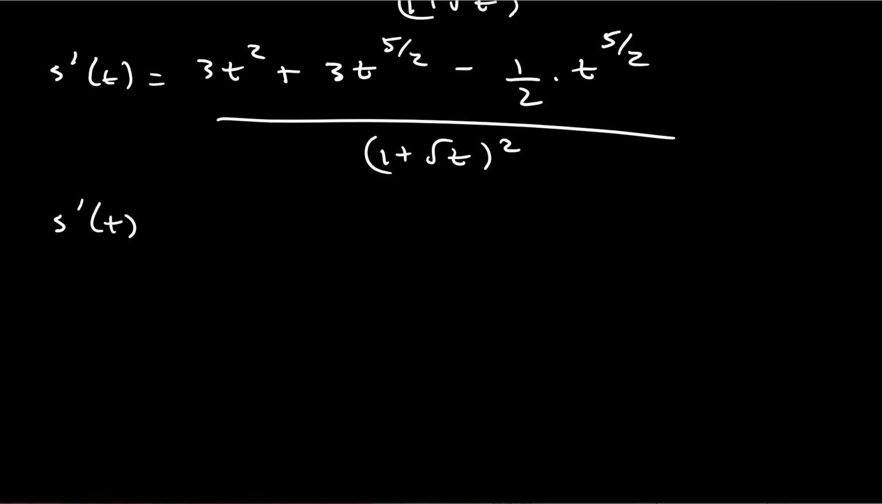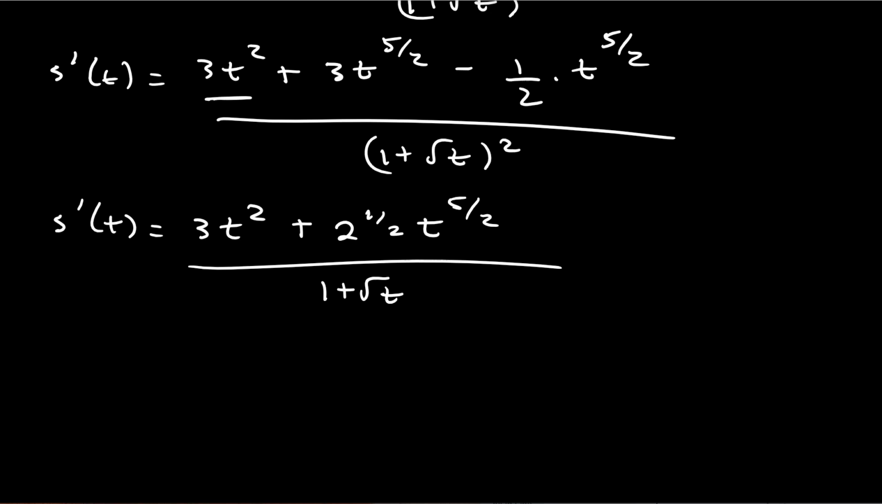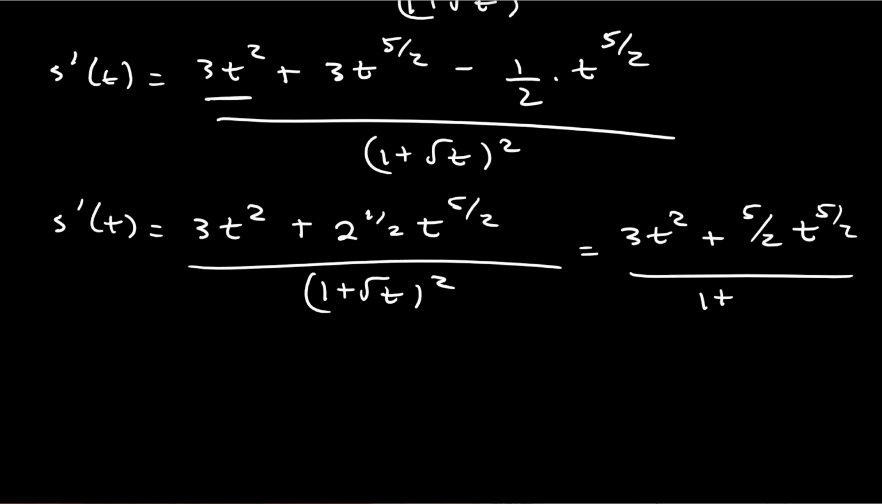So continuing, we have s prime of t is, we have 3t squared here. Now we have plus 3t to the 5/2 minus 1/2 t to the 5/2 is going to be plus 2.5 t to the 5/2 all over 1 plus the square root of t squared, which, simplifying the top, we have 3t squared plus 2.5, which is really 5/2, t to the 5/2 all over 1 plus the square root of t squared.